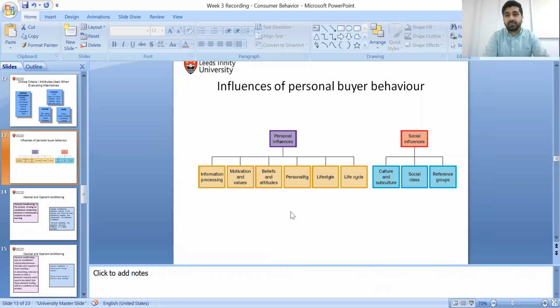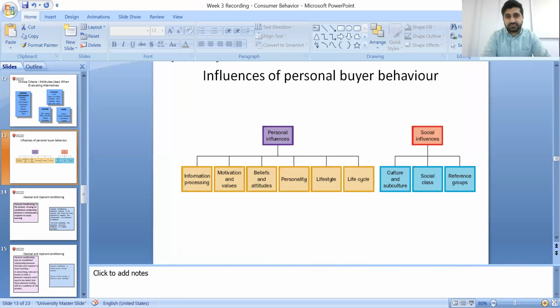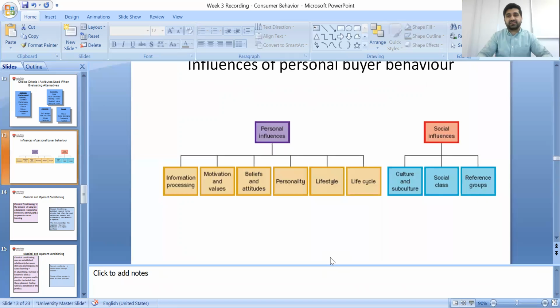Influence of personal buyer behavior. We can see here how personal influences affect the behavior. First of all, we process any information, then we motivate the values and beliefs and attitudes. We see how personality influences someone's thinking. Lifestyle also affects people's thinking, their behaviors, and the life cycle as well. It affects the behavior of people.